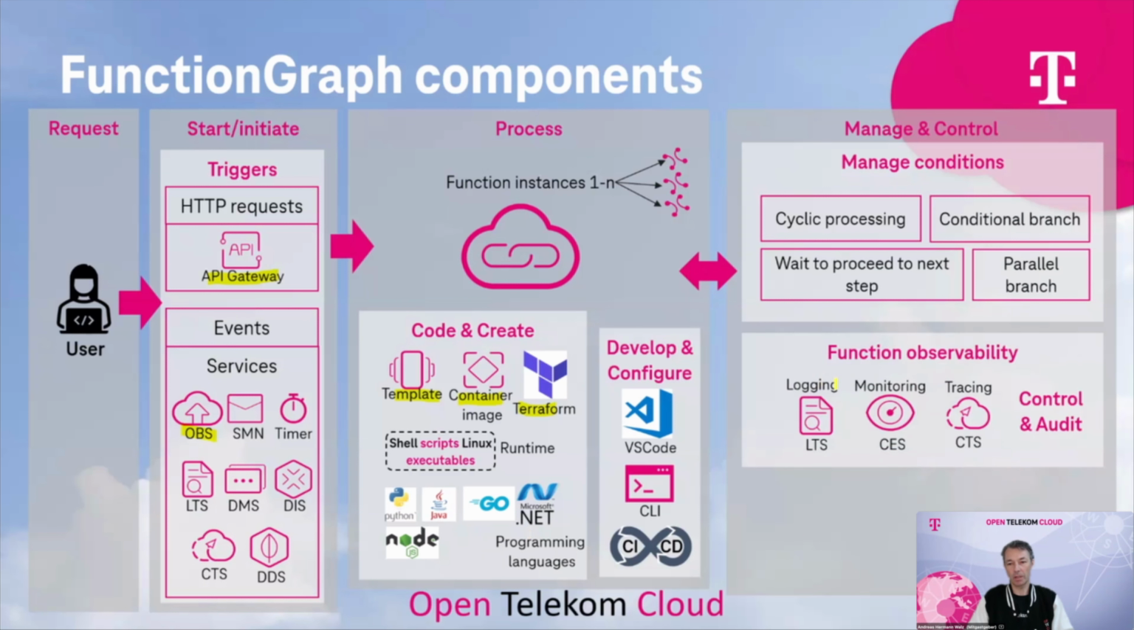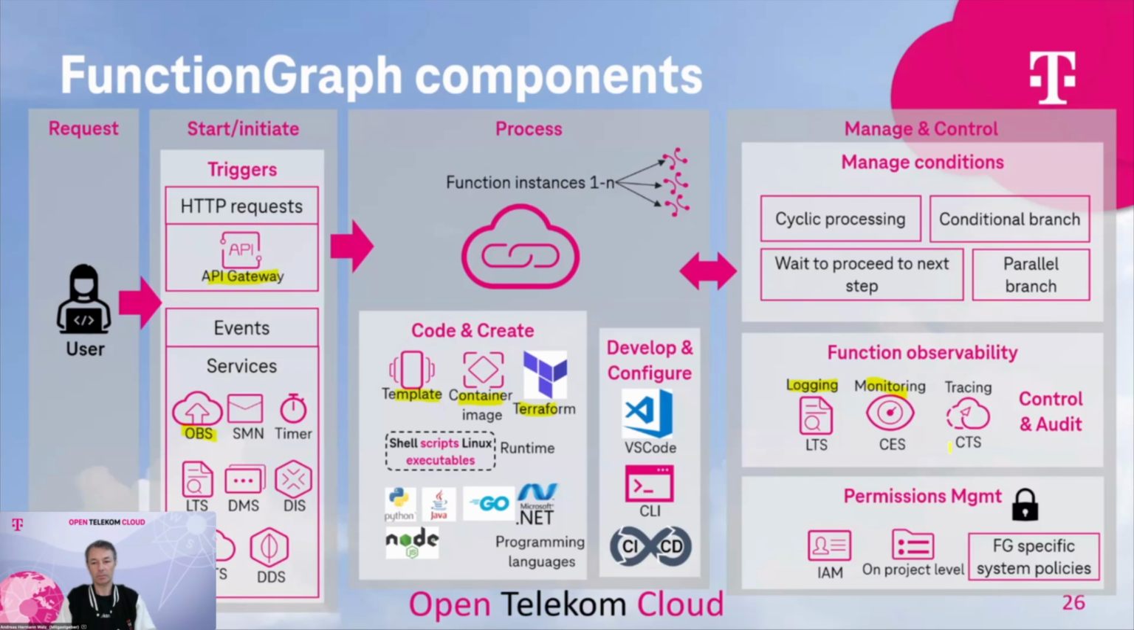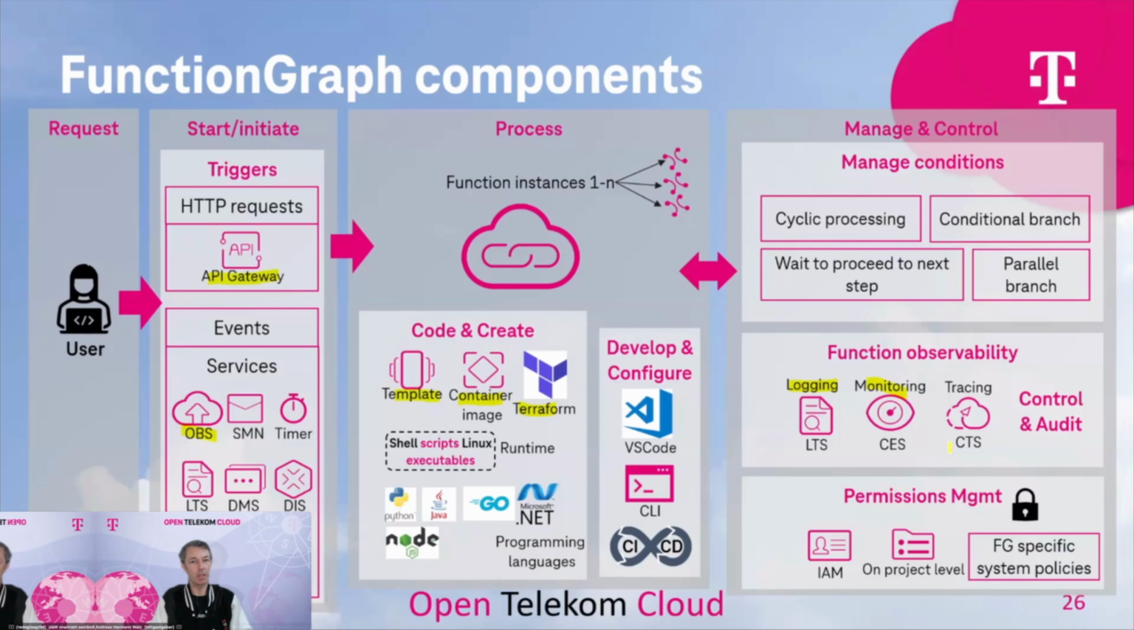And in the demo as well, we had a look at the logging functionality of the logging services, but there are more for monitoring, like the Cloud Eye services, or the trace service to have more details on the tracing in order to control your function. And permission management is possible with the IAM from Open Telecom Cloud, and there are also FunctionGraph specific policies you can manipulate and change according to your needs, and you can also manage the permissions on a very granular level with the projects in Open Telecom Cloud.